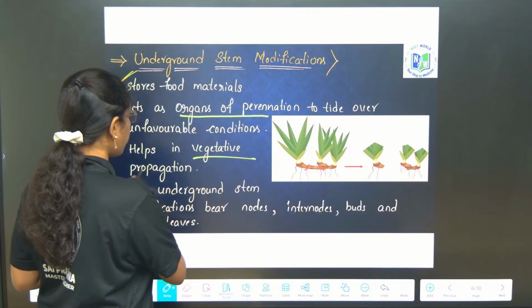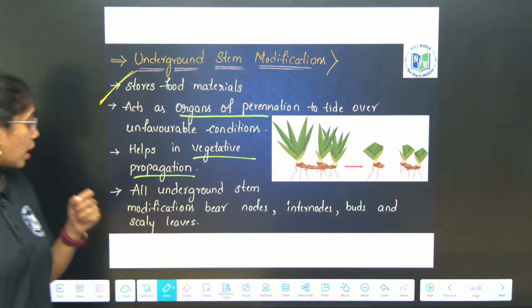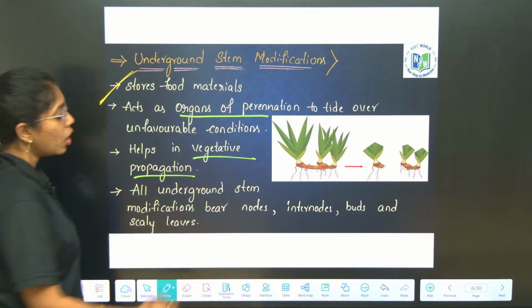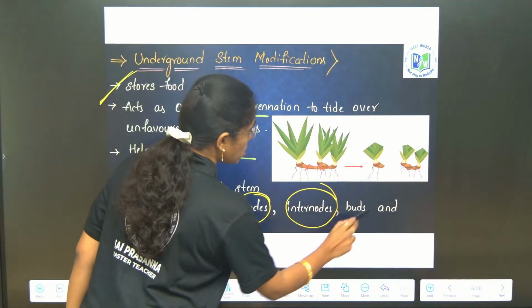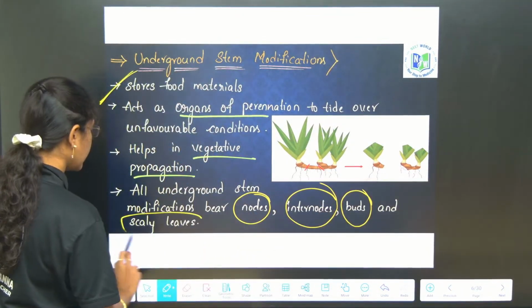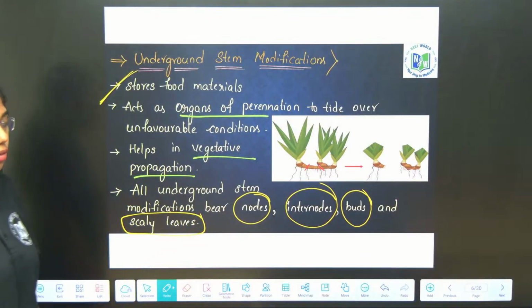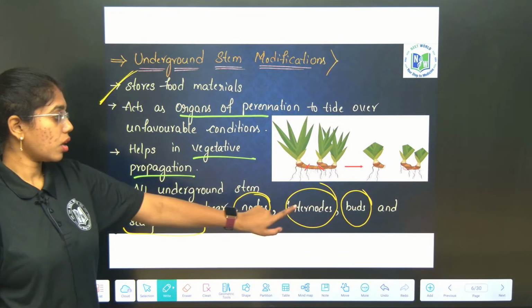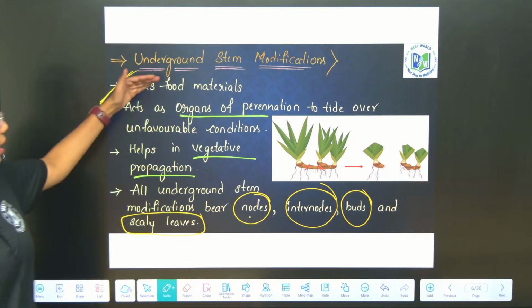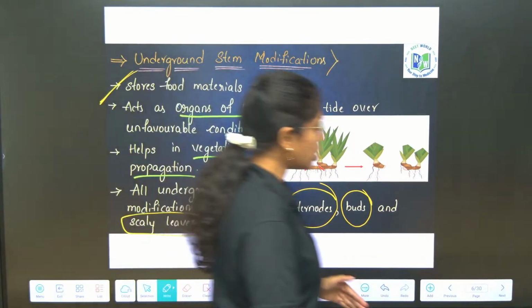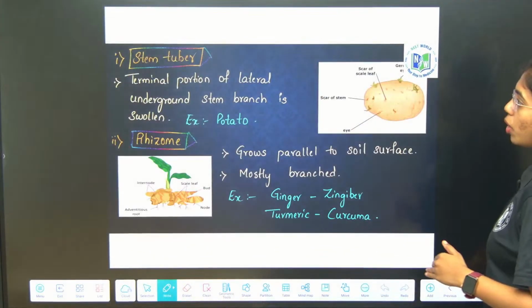This also promotes vegetative propagation. All underground stem modifications will bear nodes, internodes, buds and scaly leaves. These are the key characteristic features of underground stem modifications.